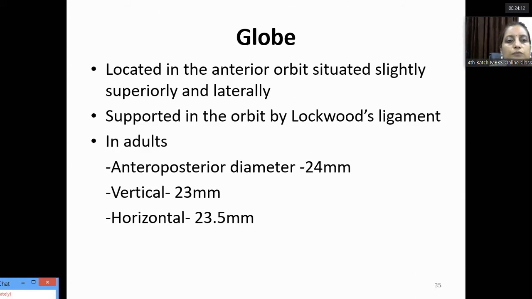The globe, which we discussed in the earlier class also, is located in the anterior orbit, situated slightly superiorly and laterally in the orbit. It is supported in the orbit by the Lockwood ligament. In an adult, its anteroposterior diameter is 24 millimeters, vertical is 23, and horizontal is 23.5 millimeters.